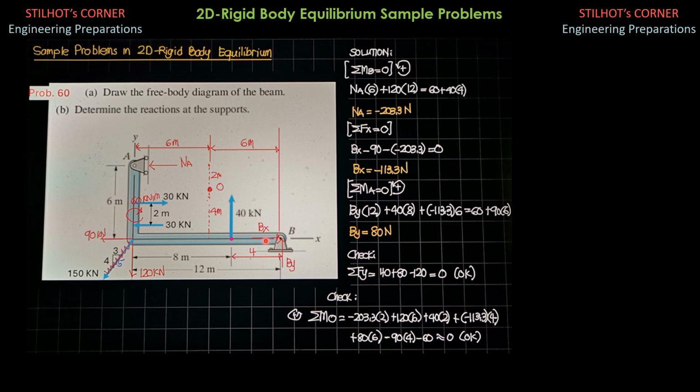Then plus the moment of BX, which is counterclockwise. And because BX is negative, we carry the negative sign, negative 113.3, and the moment arm is 4 meters. Take note, about O. Then plus BY, which is 80 newtons, it is counterclockwise, so 80 times 6. Then minus clockwise moments, which are this 90 kilonewton load, minus 90 times 4, and minus the couple, which is 60.